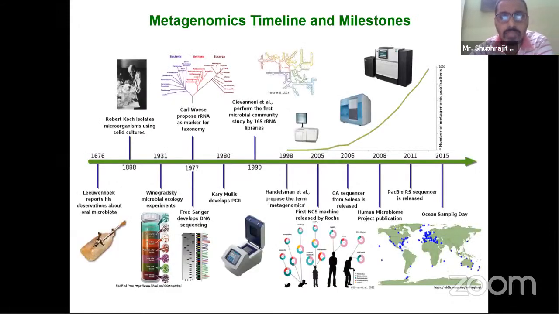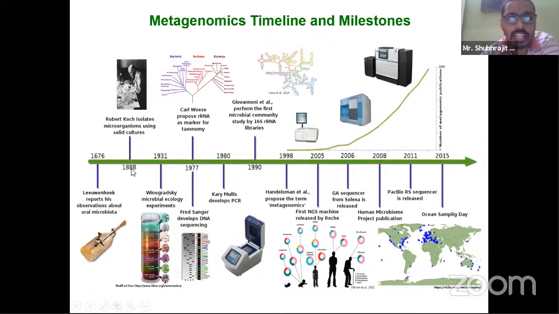So this is a timeline of how microbiology has changed its paradigm and is moving towards a metagenomic approach. I will be showing you that. As you can see, in 1676 Leeuwenhoek first identified bacteria, and then Robert Koch in 1888, using potato slices, was first able to culture microbes on solid cultures.